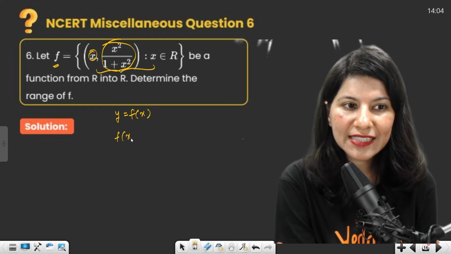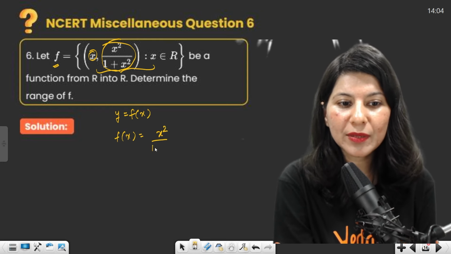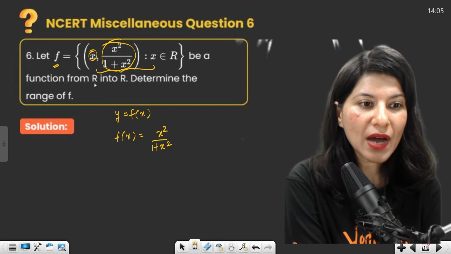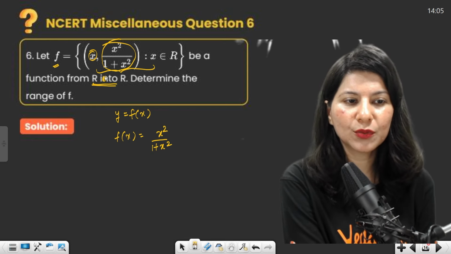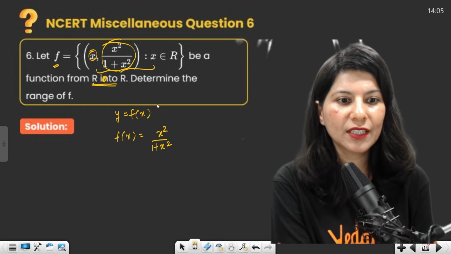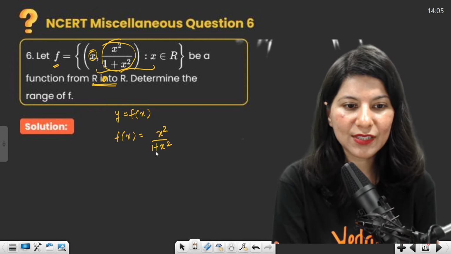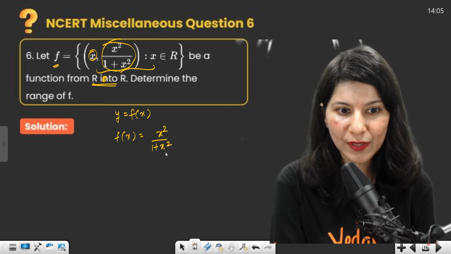So f of x is your y. So x square upon 1 plus x square, this is your f of x, right? Let it be a function from R to R. Determine the range of f. So that means you have to determine the range of x square upon 1 plus x square.